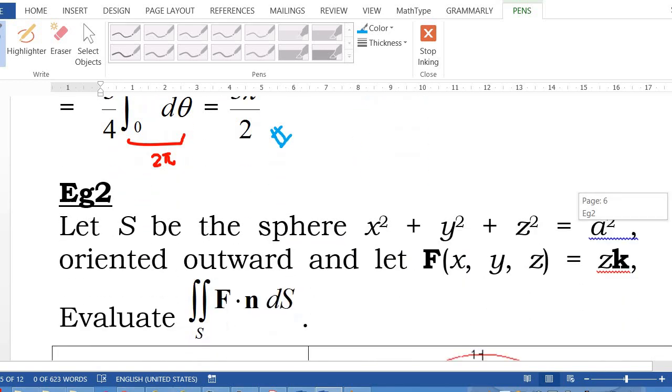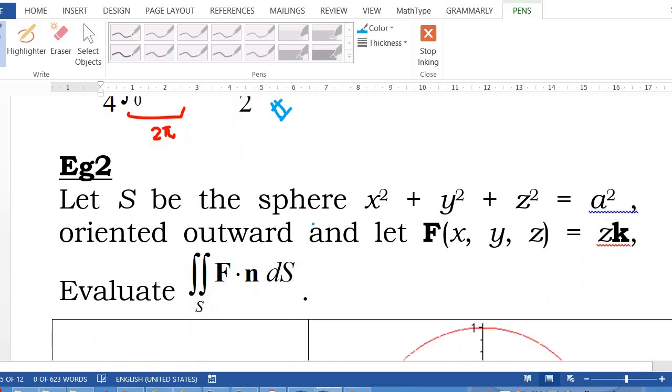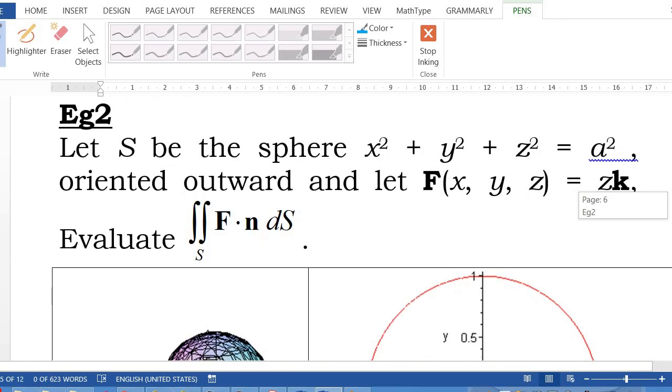So the second example: let S be the sphere x squared plus y squared plus z squared equals a squared, oriented outward. In example 1 just now, the paraboloid was oriented upward, but this one is outward. And let F equal z k. Evaluate the flux integral here. Why do they call it outward?